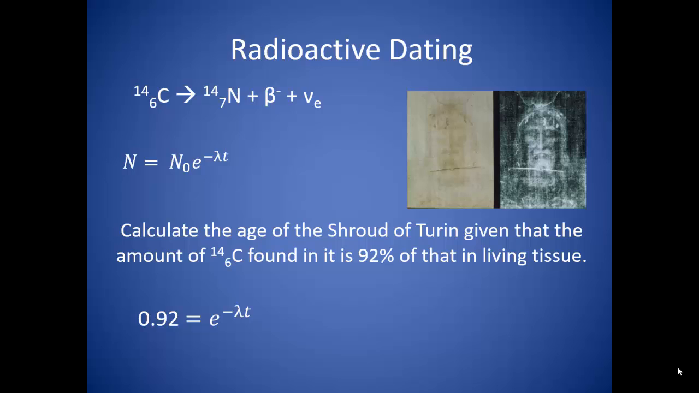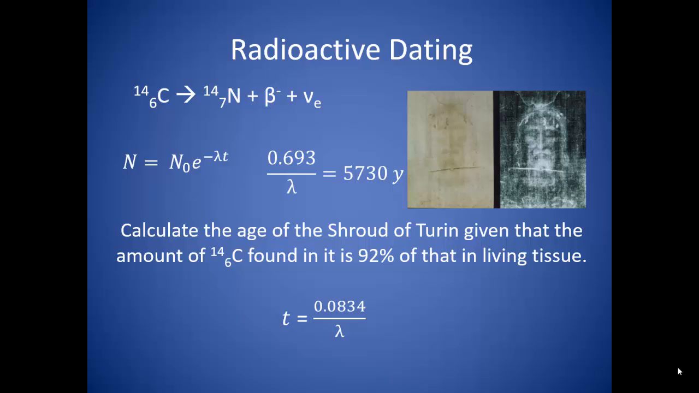And we can get rid of that pesky e by taking the natural log of both sides. The natural log of 0.92 is negative 0.0834. And we can rearrange to solve for time. Now we also know that the half-life of a substance is equal to the natural log of 2 divided by the decay constant. And we know the half-life of carbon-14 is 5,730 years.